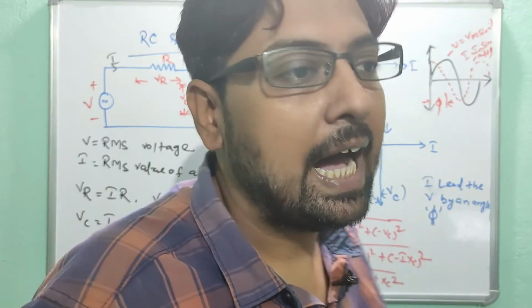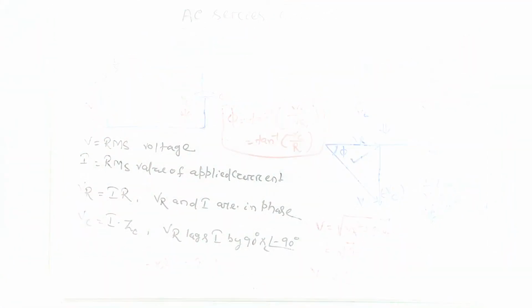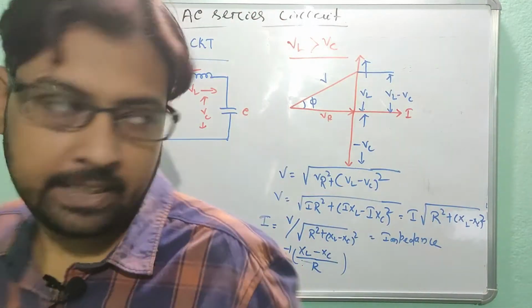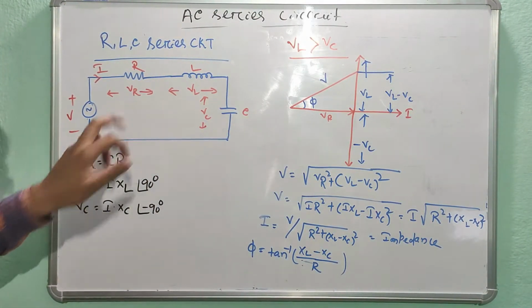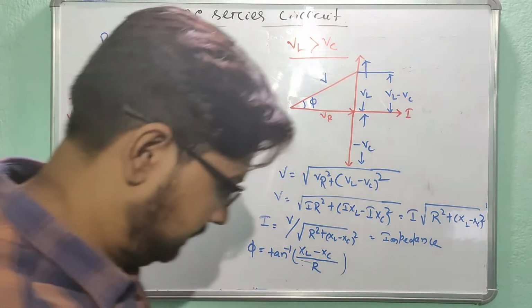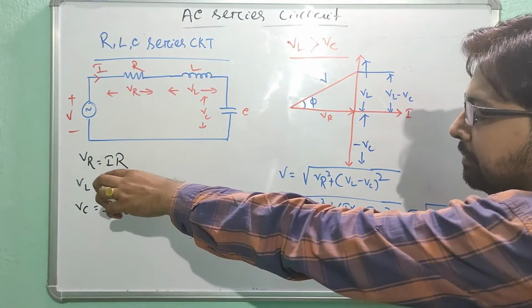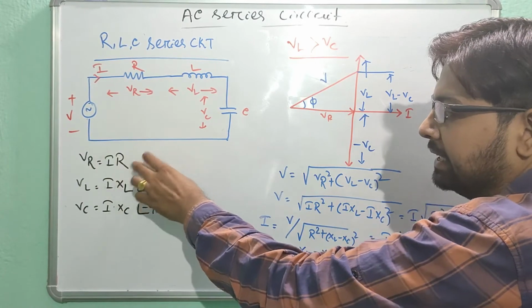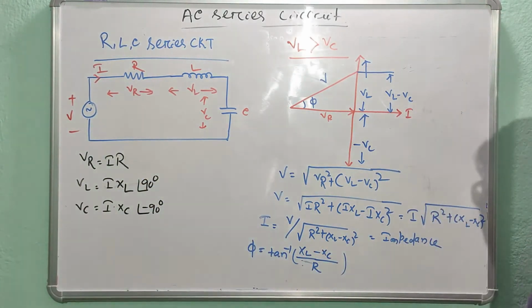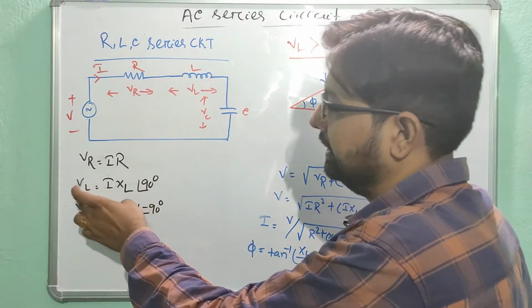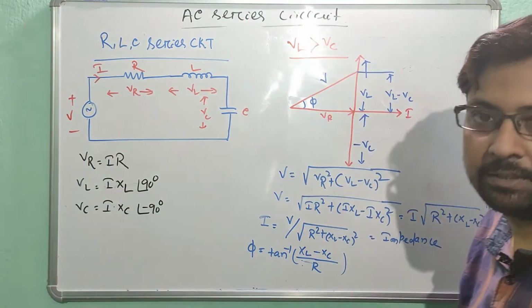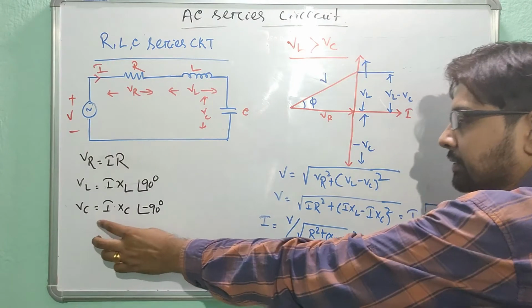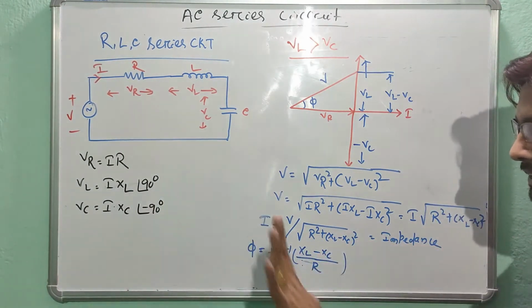Next we will discuss the RLC series circuit. For the RLC series circuit, you have to connect a resistor, inductor and capacitor in series with a voltage source. So now what is the VR value? VR is equal to I into R. The angle between current and voltage is 0. Then what is my VL value? That is I into XL at an angle of 90 degrees. Then what is my VC value? VC is equal to I into XC, at an angle of minus 90 degrees.